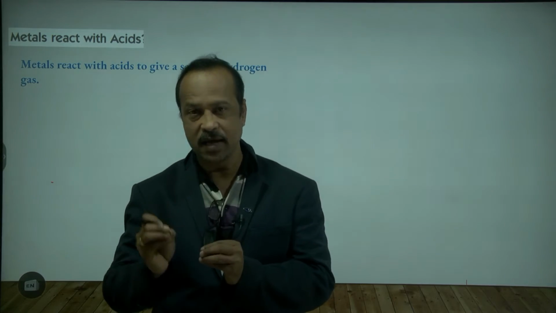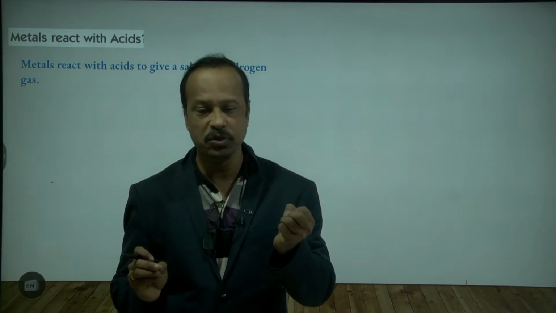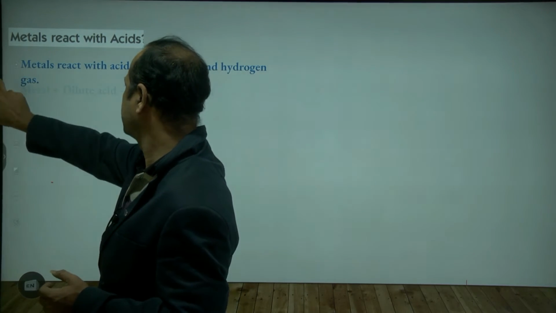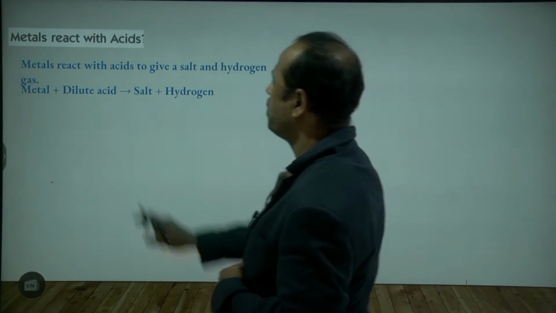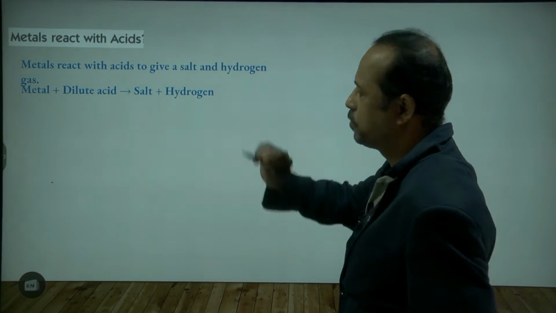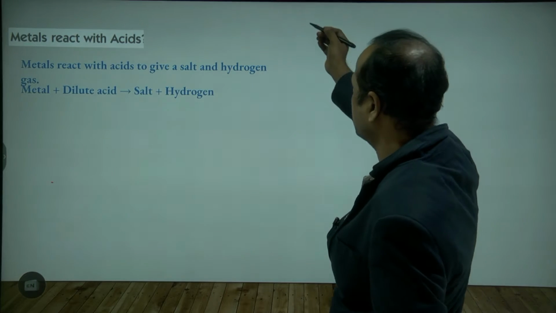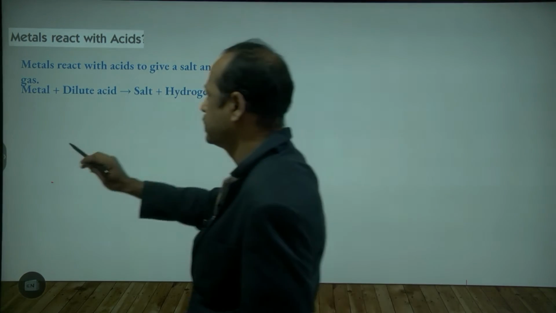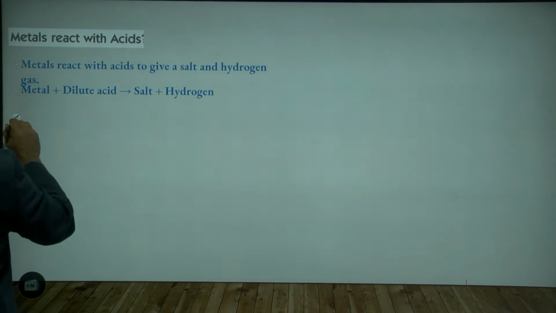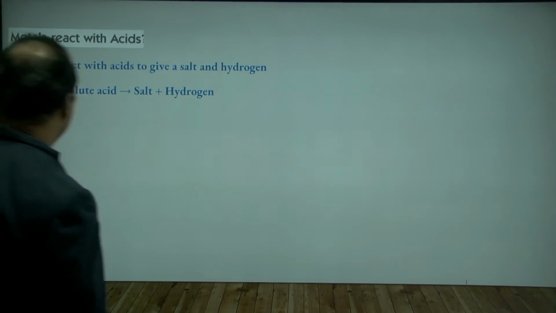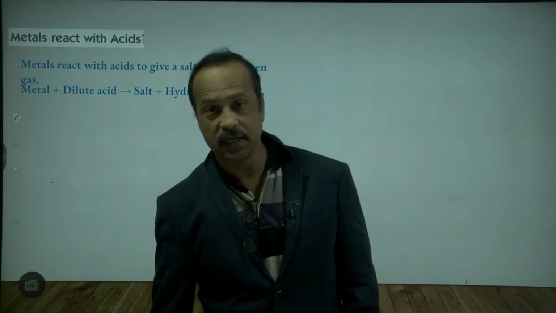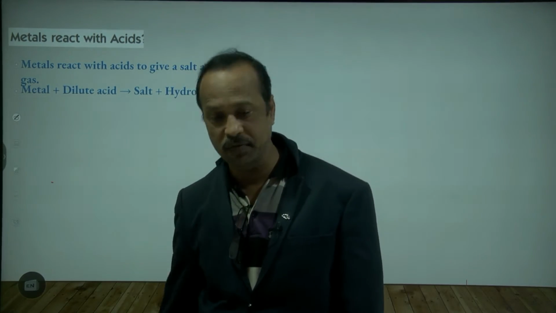So here metals displace the hydrogen from their acids. Let us see an example. Here you see, a metal with a dilute acid gives a salt and hydrogen. For example, you can take any metal as an example. If you know the general equation, this general reaction, you should be able to write the chemical equations for it.